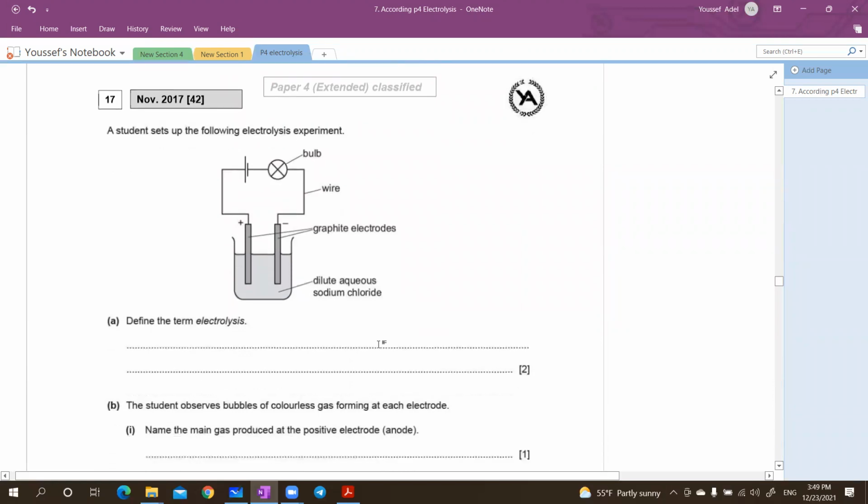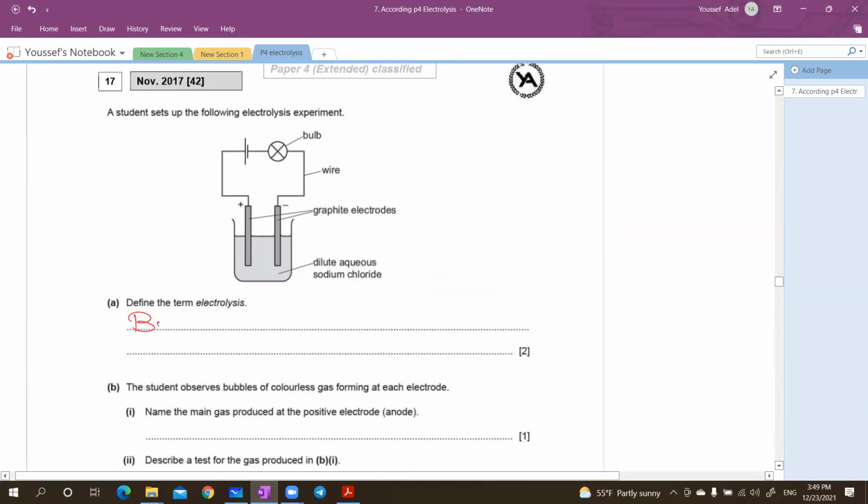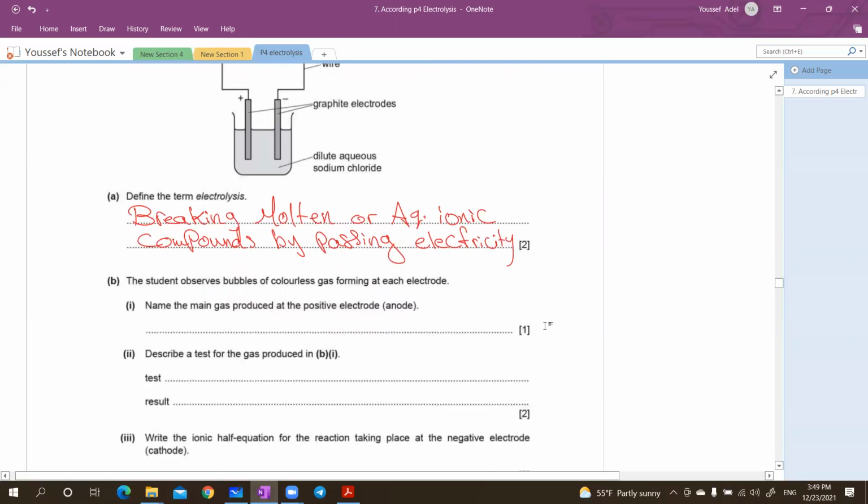What is meant by electrolysis? Actually, electrolysis is breaking down molten or aqueous ionic compounds by passing electricity through them. So we bring the ionic compound in the molten or aqueous state to allow the ions to move freely and pass the electricity through it. It will decompose or split into elements.